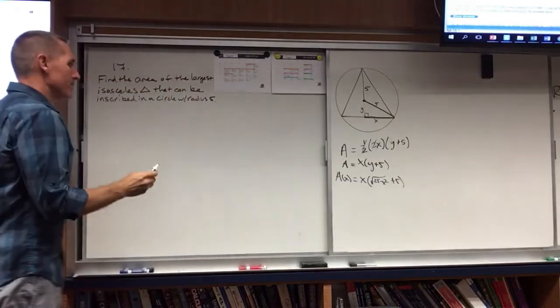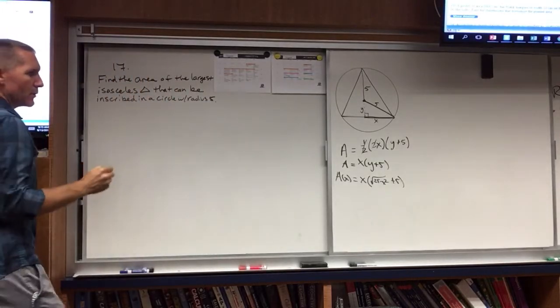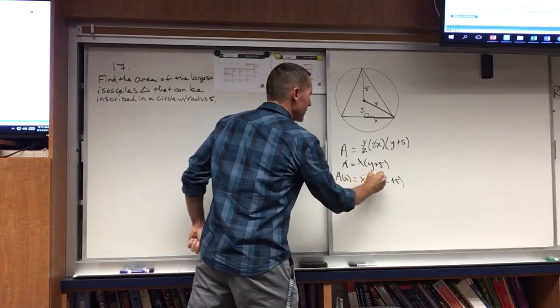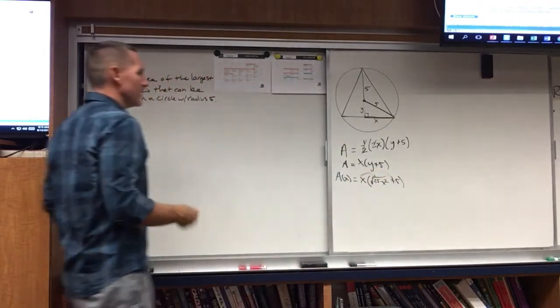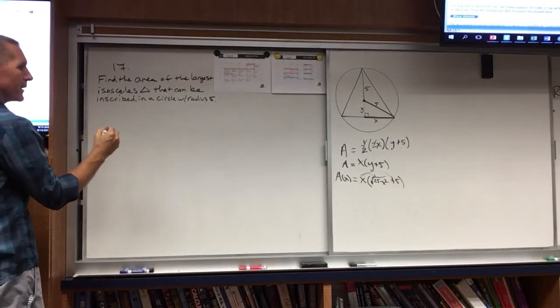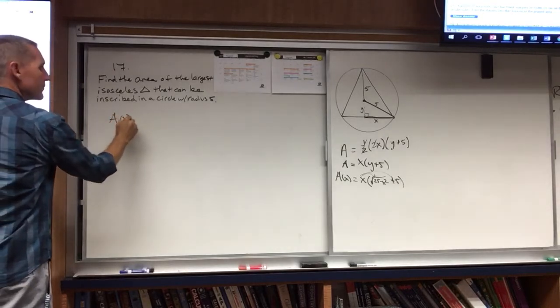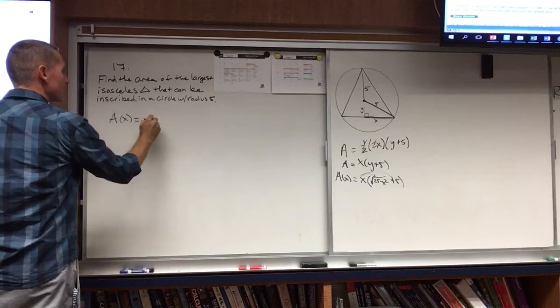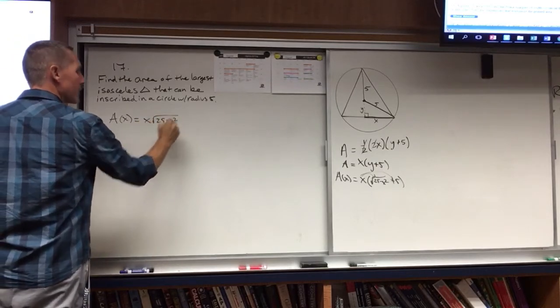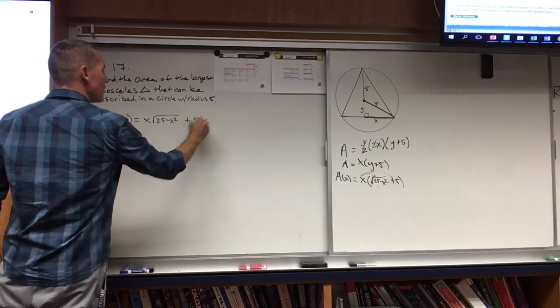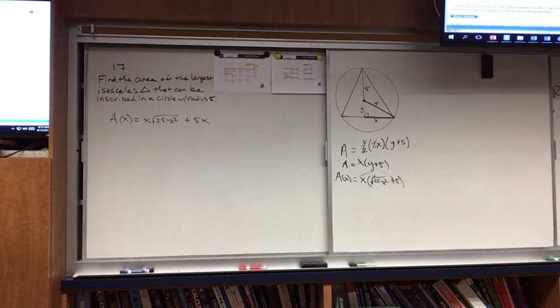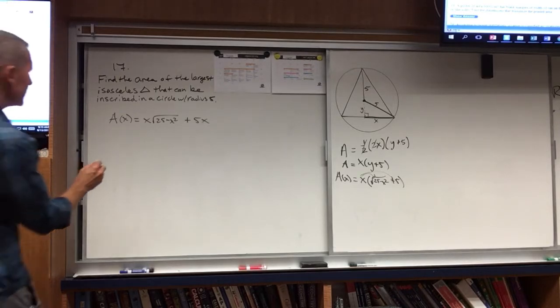And I'm going to say, let's distribute through by the x, just to make it a little bit easier for me to differentiate. I guess it doesn't really matter, but I'm just going to do that. So A of x is equal to x root 25 minus x squared plus 5x, once I distribute by that x. So this is what I have, and now I'm going to begin the calculus steps, which are, let's differentiate.